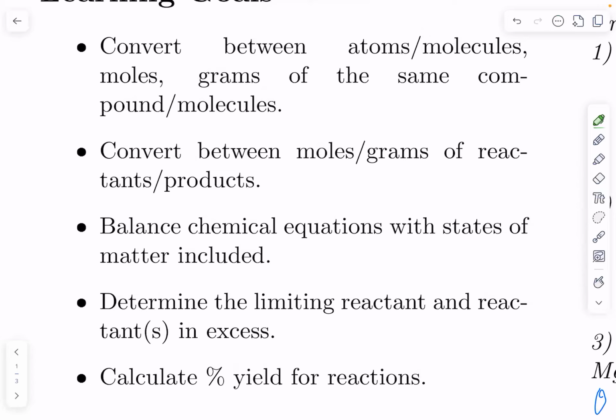First is converting between atoms, molecules, moles, grams of the same compound molecule. So keeping the same molecule, but converting between those 3 things. Secondly, converting between moles and grams of either reactants, so converting from one reactant to the other, or products from reactants over to the products.